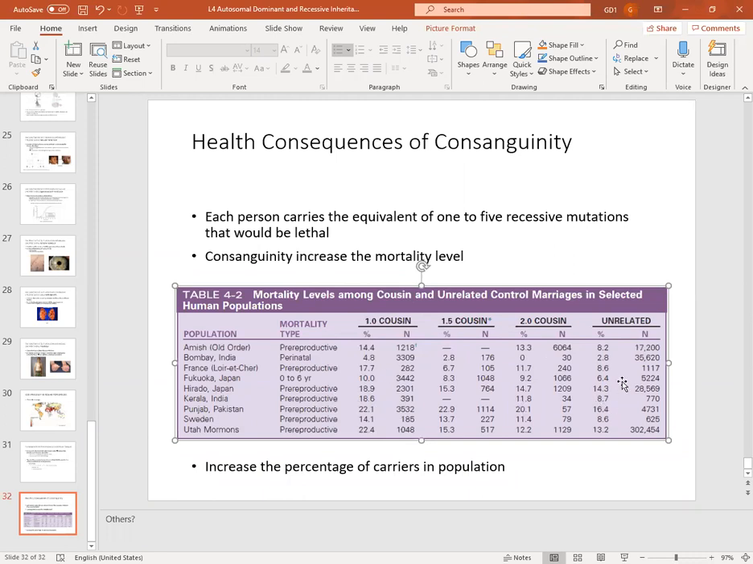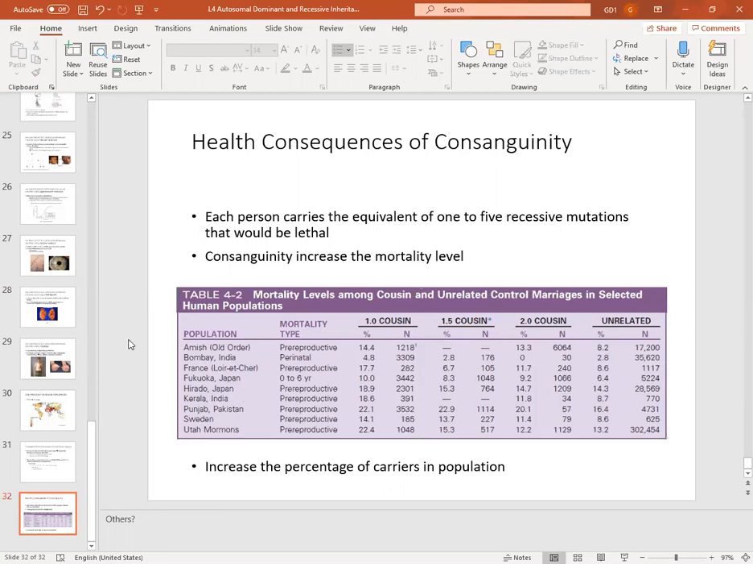Okay. So in here, unrelated, the mortality is just 8%, and this one increased to 40%. And they also increase the carrier population, right?